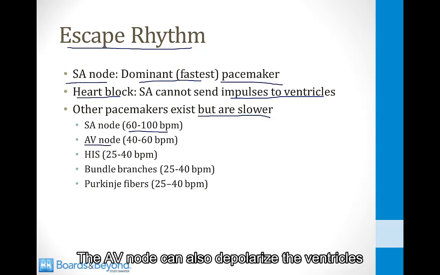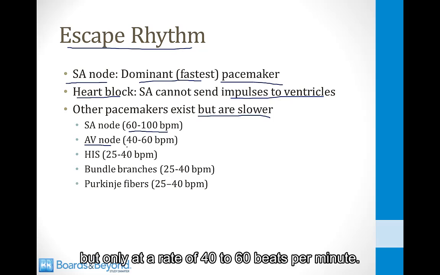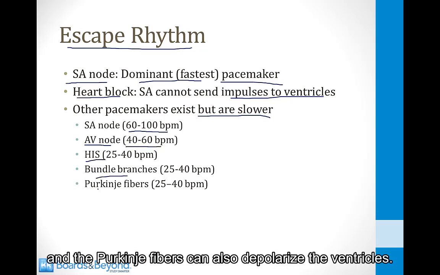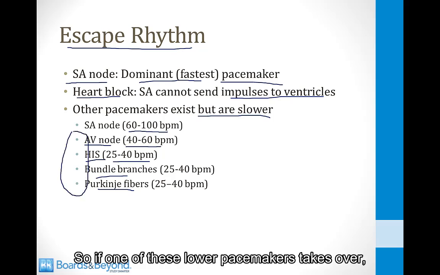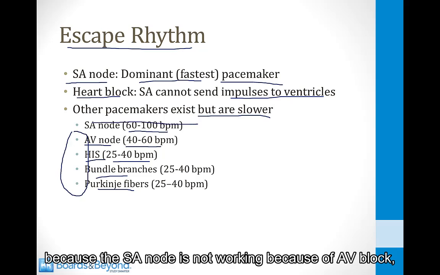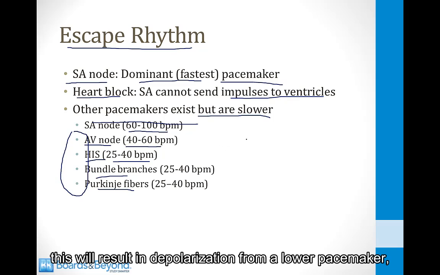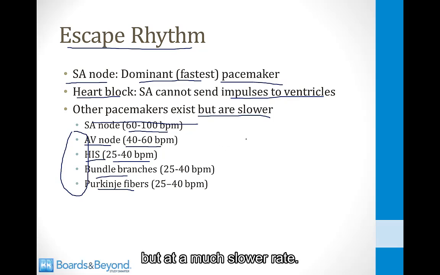The AV node can also depolarize the ventricles, but only at a rate of 40 to 60 beats per minute. The His bundle, the bundle branches, and the Purkinje fibers can also depolarize the ventricles, however, they can only do this at a rate of 25 to 40 beats per minute. So if one of these lower pacemakers takes over because the SA node is not working because of AV block, this will result in depolarization from a lower pacemaker but at a much slower rate.